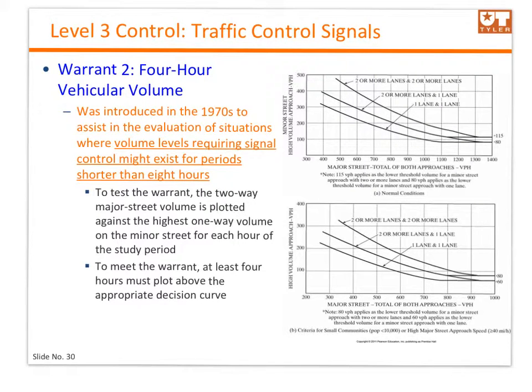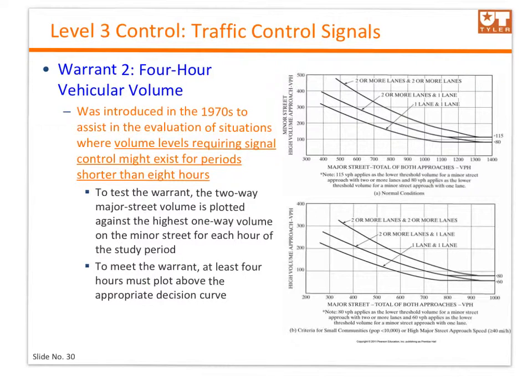For example, the very lower line here represents 1 lane for the major, 1 lane for the minor. Second line is 2 lanes or more for the major, 1 lane for the minor, and the highest line would be 2 or more lanes in the major, 2 or more lanes in the minor. And I would need to plot all the 12 points collected from the engineering study, and if I have 4 points out of those 12 above the appropriate decision curve, then that means I am meeting this warrant.